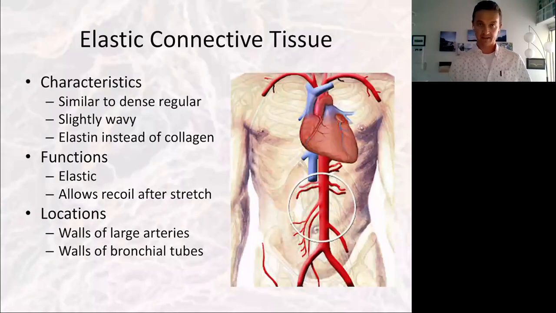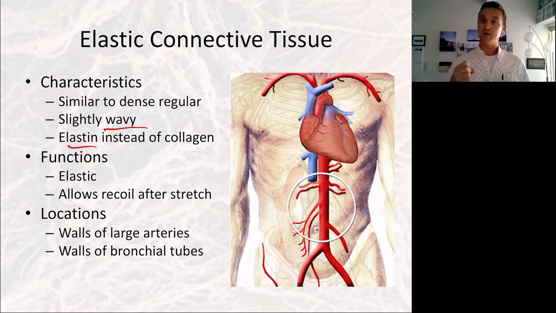Okay, what about elastic connective tissue? It looks somewhat similar to the dense regular, except it's a little more wavy. And instead of collagen being the main protein, it's elastin. Okay, so it's very elastic. Its function is to recoil after stretch. So we have these in the walls of our large arteries, like our aorta, right?